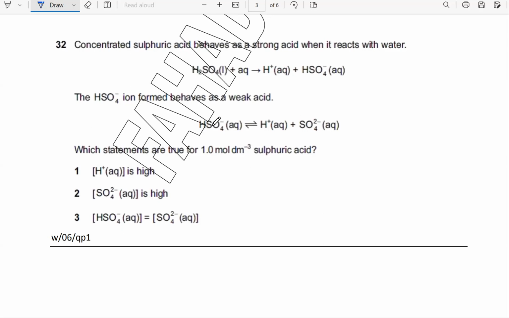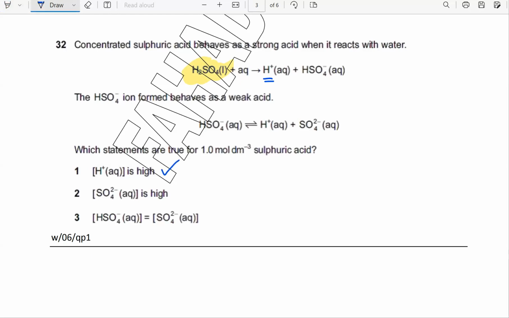No. Why? Why is the first statement wrong? I mean, he said it's a strong acid, right? I mean, he did say that. So it is true. So it's going to produce more H plus ions. So the concentration of H plus ions is going to be high, right?